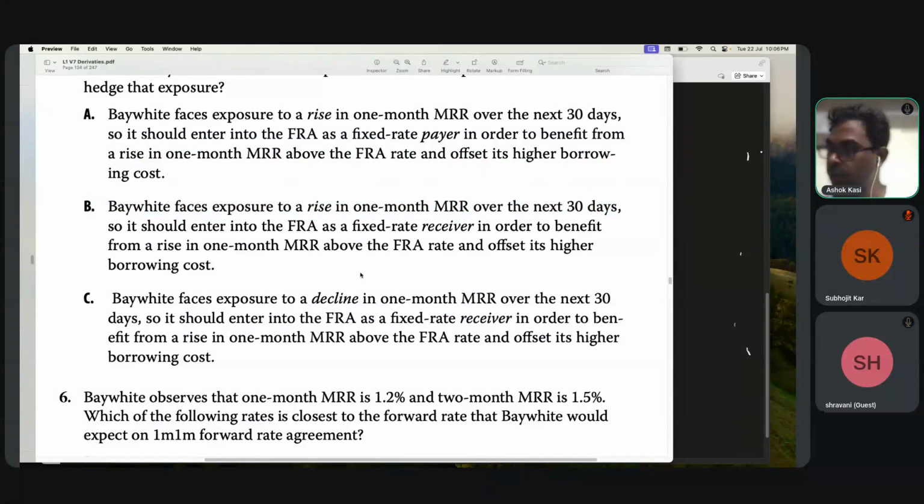Yes, sir. Okay. Now, Baywhite faces. So, what is the difference between these two? The first line is all the same. The difference is payer and receiver. Payer, and the rest are all receiver. So the rest are the same: first they are taking a loan and then they are giving it to someone else. Now the difference is all between payer and receiver. So let's see which one makes sense.